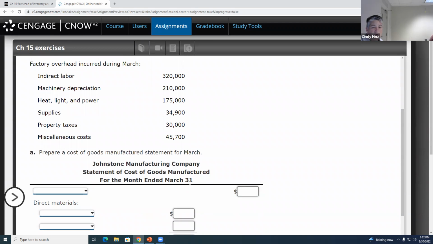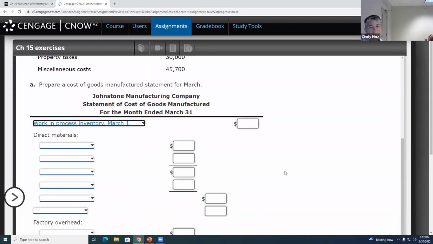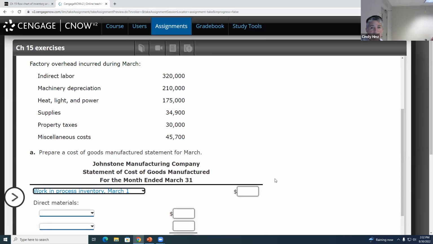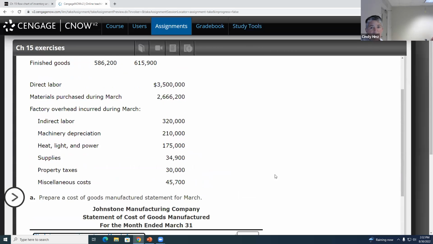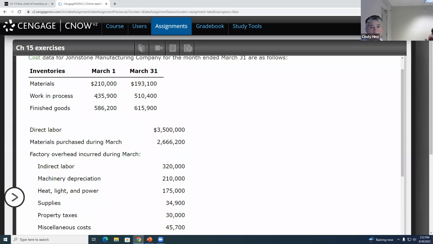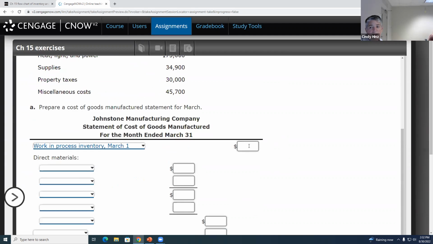Thinking about that format that we just saw, recognizing that this entire statement is about what happened in the work in process inventory account, we know our starting point is what was in there at the beginning of the month. So here's our work in process at the beginning of the month, 435,900.